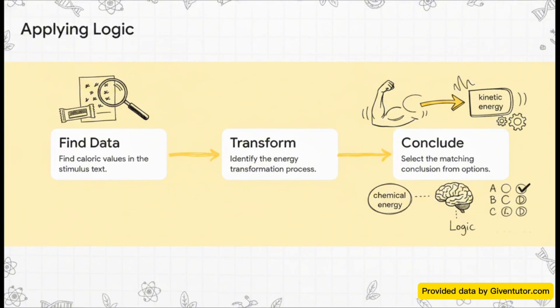Let's see how this actually works in action. Step 1, you find the food's calories right there in the text. Step 2, identify the energy change. Think of chemical energy from the food turning into movement energy for your muscles. Step 3, look at your choices and just pick the answer that matches your steps. By showing our work in these 3 really clear steps, we can see that finding the correct answer is just about following the evidence to its logical conclusion. No outside memorization required at all.